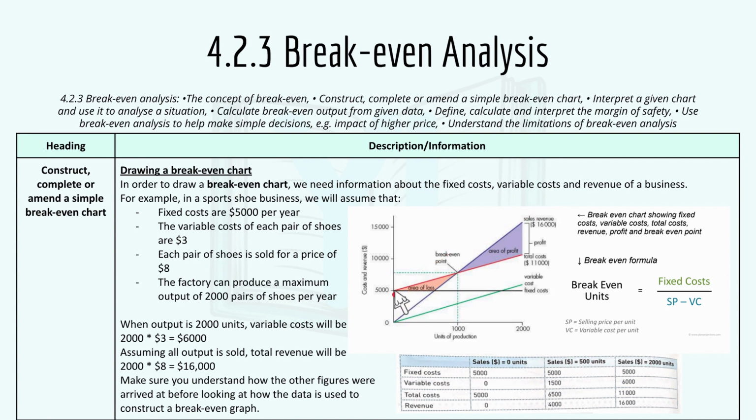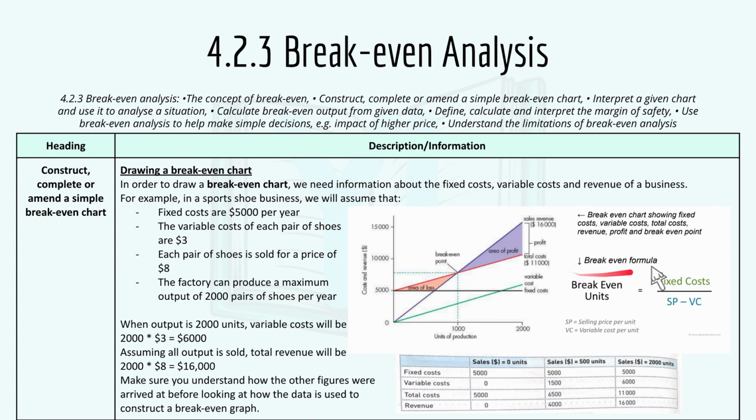You can see the point where the total cost and the sales revenue cross each other. In this case it's at 1,000 units of production, and this point right here is the break-even point. The break-even chart shows fixed costs, variable costs, total cost, revenue, profit, and the break-even point. At the break-even point where the total cost and revenue cross, to the left of it is the area of loss, and to the right of it is the area of profit, and this part right here is the profit.